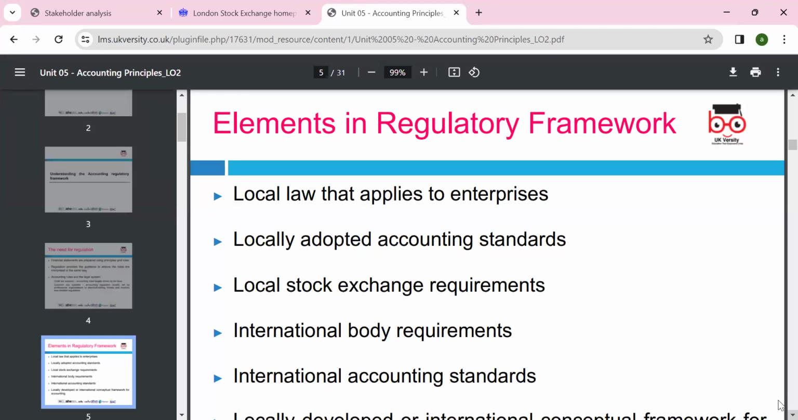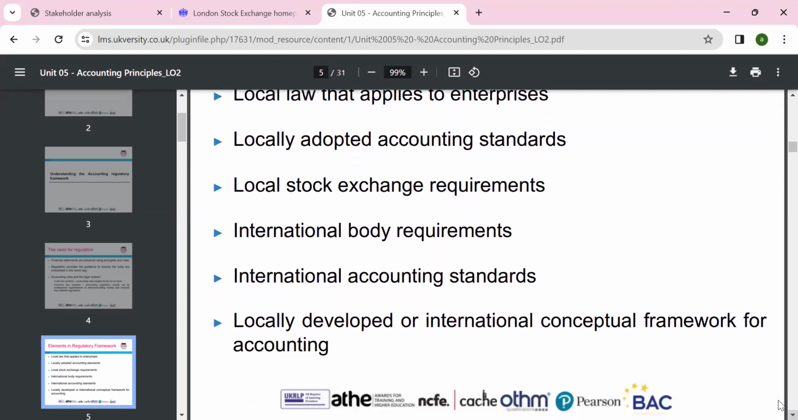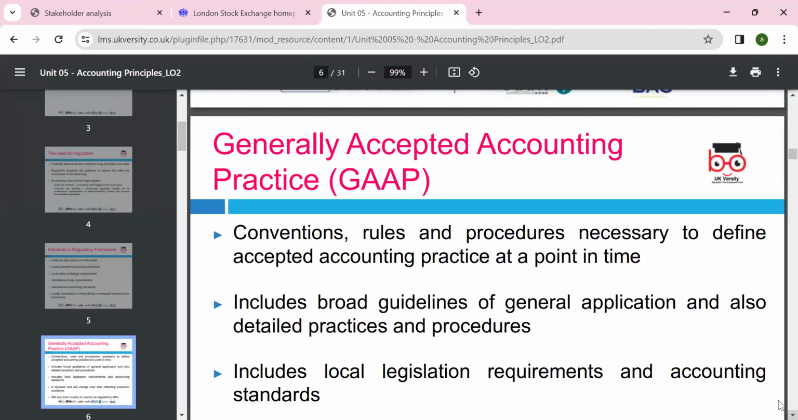Otherwise, we can follow the local standard because we are registered on the local stock exchange, such as the London Stock Exchange. International bodies require that we follow the standard. We have international accounting standards, like International Accounting Standard 1, which we can call IAS 1. IAS 1 sets out how many statements we prepare, and the statements need to be true and fair. We'll discuss a few standards. There are locally developed rules and an international conceptual framework for accounting. We have GAAP, Generally Accepted Accounting Practices: conventions, rules and procedures necessary to define accepted accounting practice at a point in time.